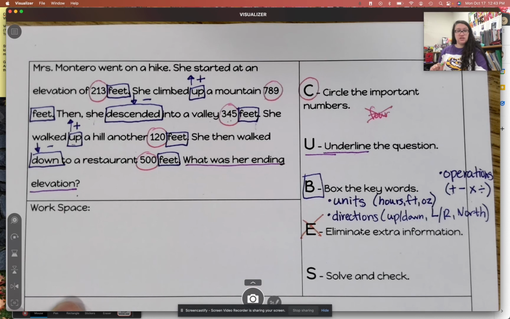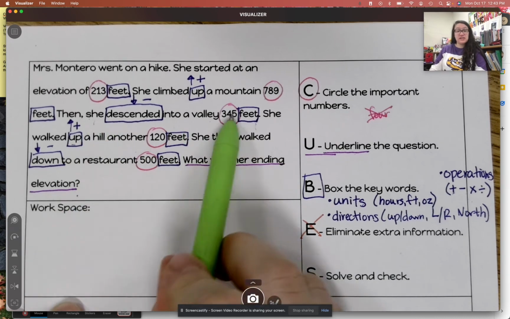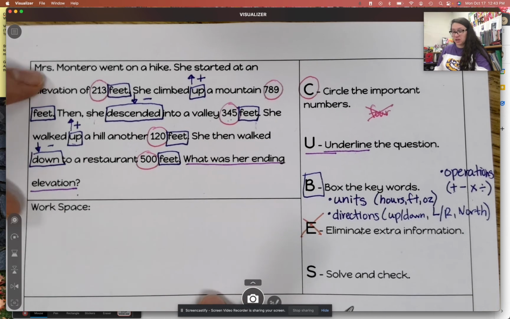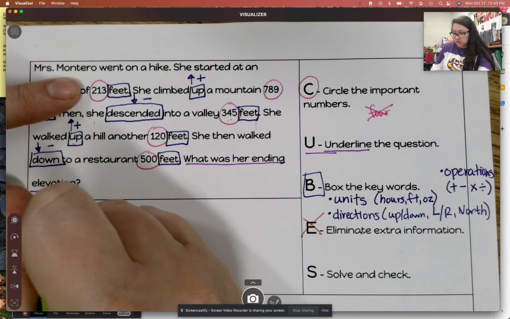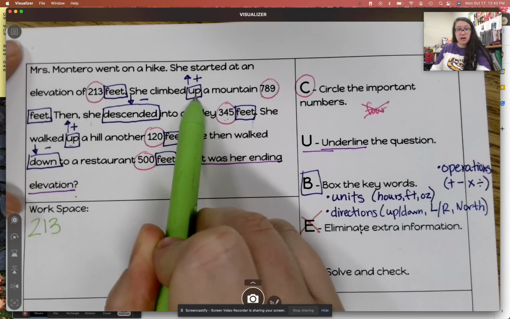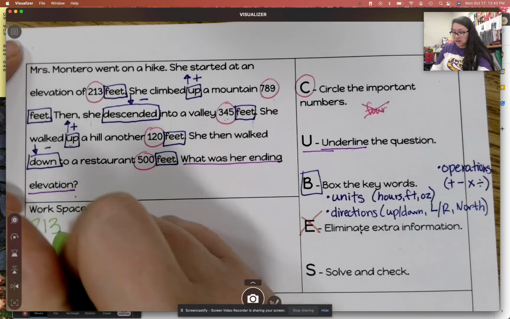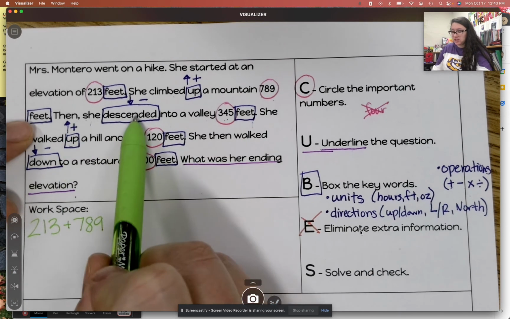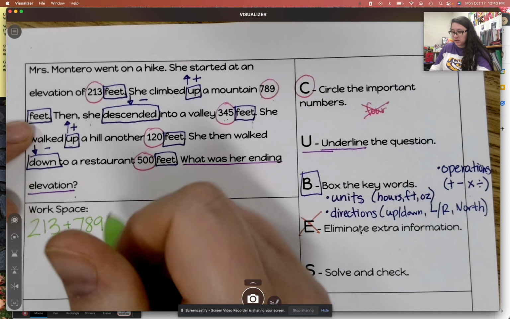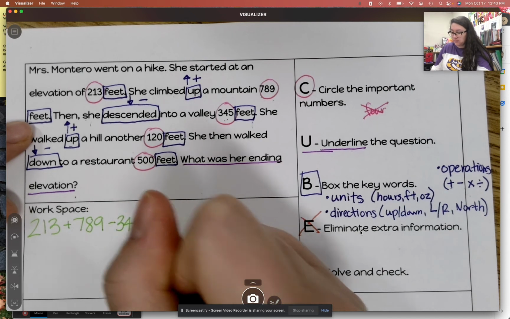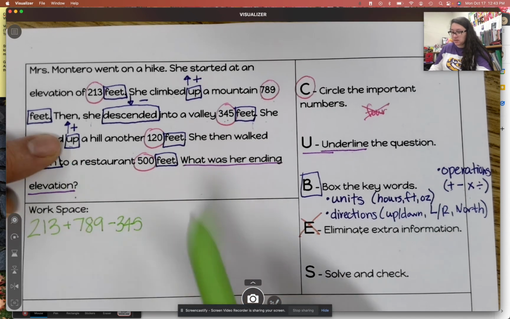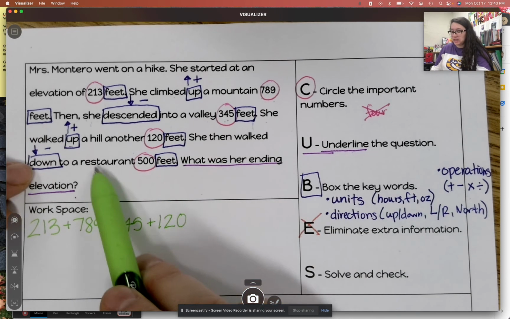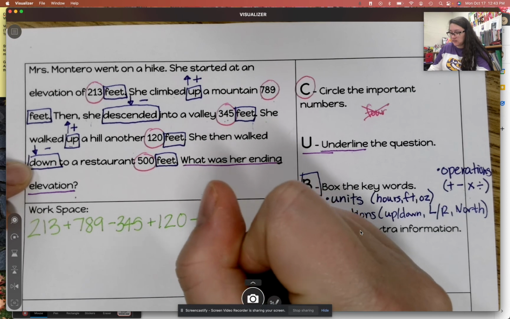Last, we want to go through to solve and check. So because of all these annotations, all these little notes that we've made, we already know what to do if we just go through and read it. So we have our 213 feet that we're starting with. Then we're climbing up, so we're going to add 789 feet. Then she descended, so that means to minus 345 feet. Then she walked up, that's plus 120 feet. She then walked down to a restaurant. Down means minus 500 feet.